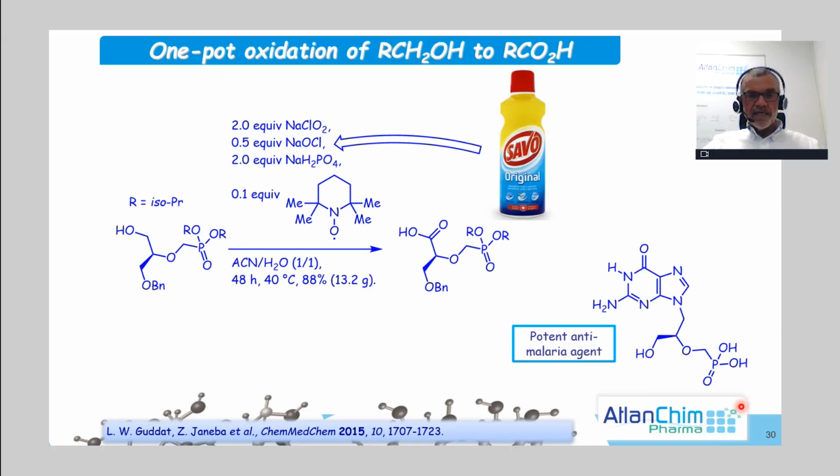In this last example, this chiral primary alcohol here, containing a phosphonate moiety, is oxidized under typical one-pot sodium hypochlorite TEMPO Pinnick conditions. A solution of diluted sodium hypochlorite, this household bleach, was used in this reaction.